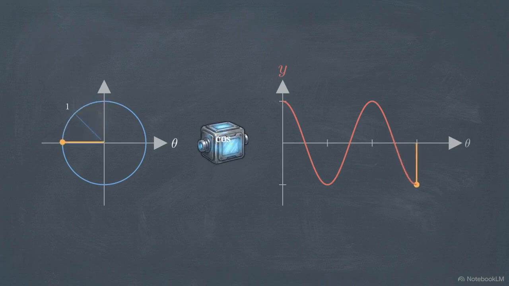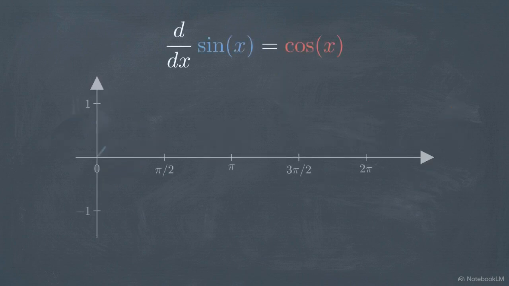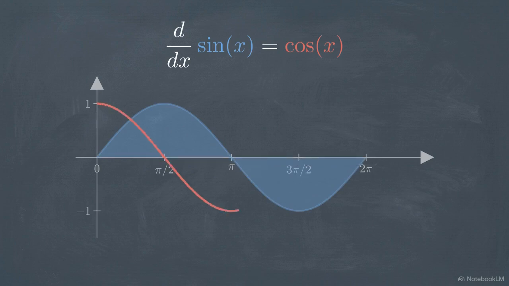Historically termed the complementary sine, cosine acts as a mapping machine. You input an angle, and it outputs the exact horizontal position on the unit circle. In calculus, the relationship is defined by differentiation. The derivative of a sine wave is a cosine wave. This means the cosine wave maps the instantaneous rate of change of the sine wave at any given point.